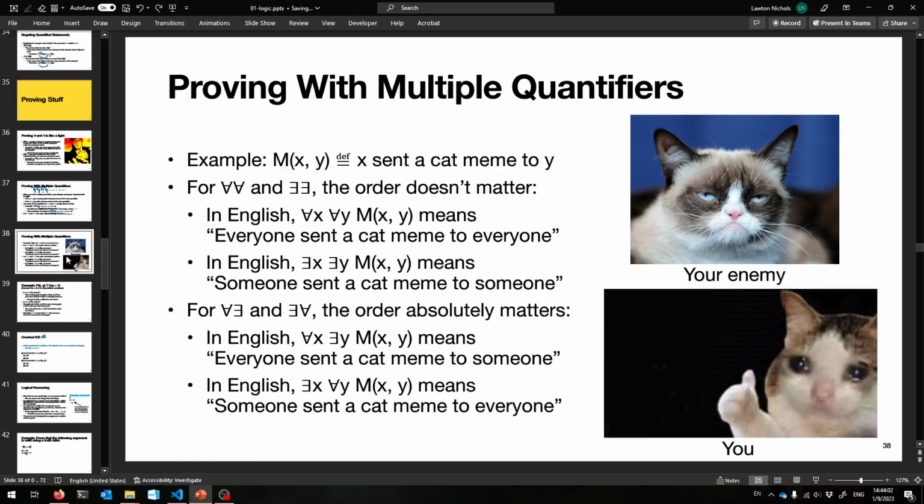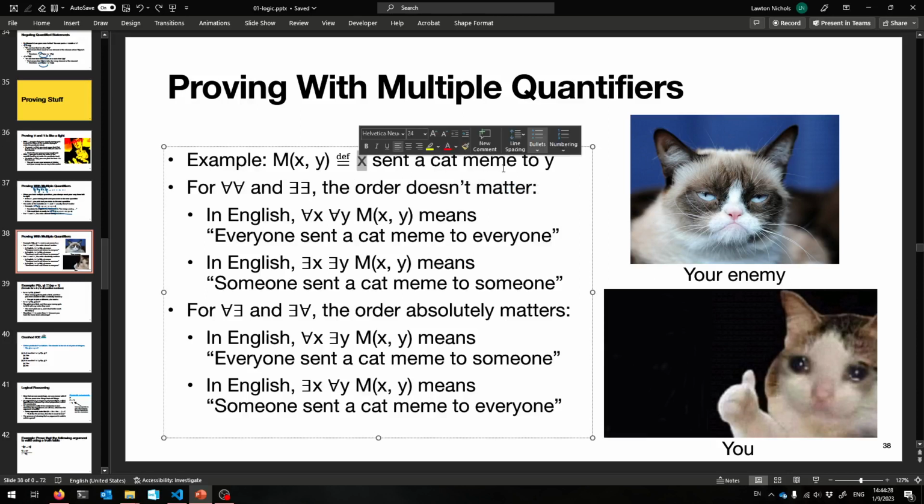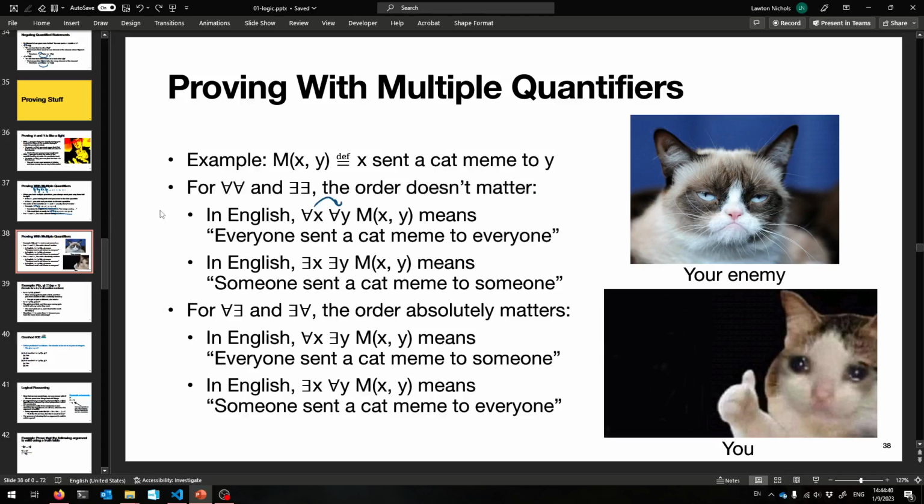Let me prove that to you, all right? With cats as an example, of course. So let's pretend here is our predicate. M of x and y, define that to be x sent a cat meme to y. When you have a for all, or there exists, the same quantifier multiple times, the order does not matter. So in English, for all x, for all y, M of x, y just means, have the variables range over people. For every x and every y, x sent a cat meme to y. So this is saying that everyone sent a cat meme to everyone. And if you swap the x and the y, it still means that. There's no difference there, okay?